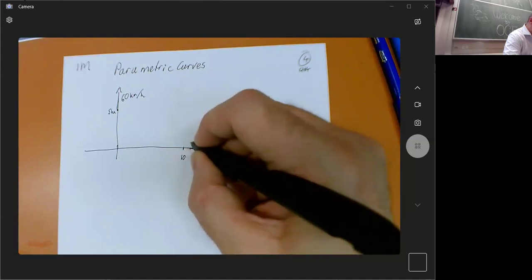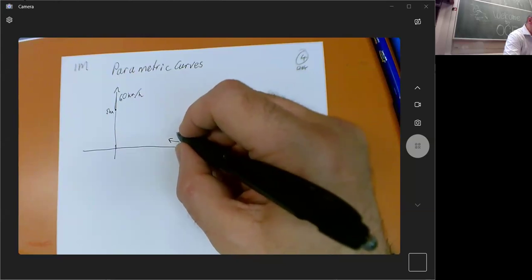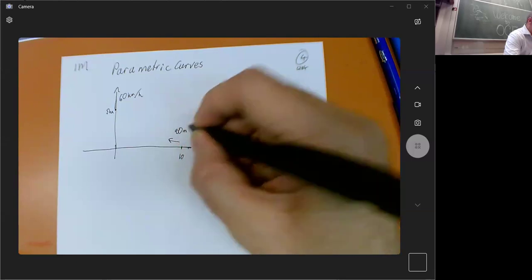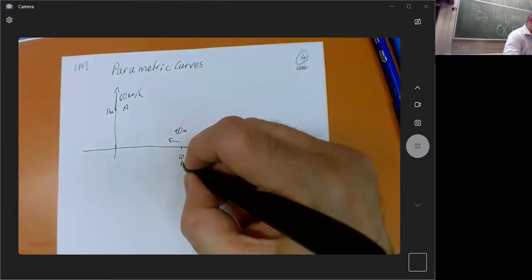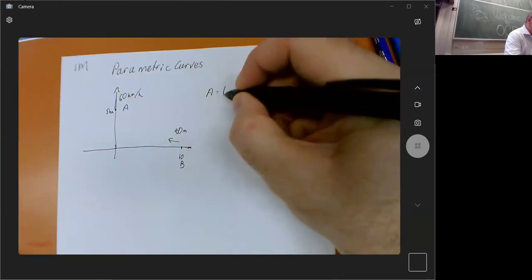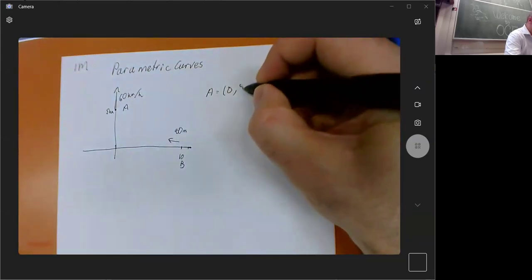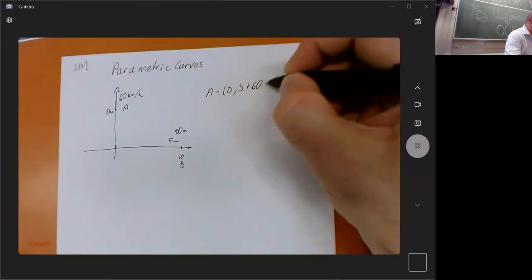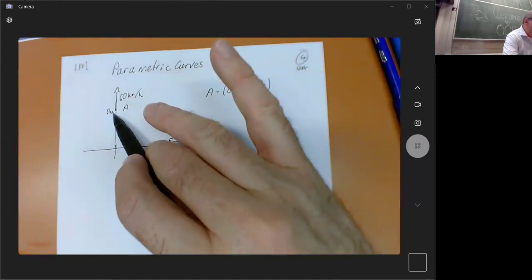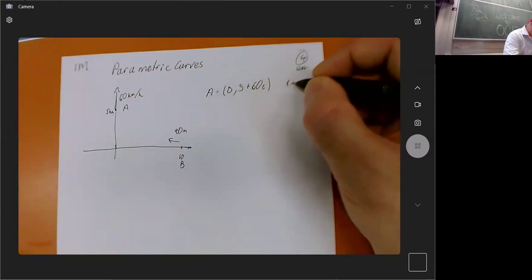So that's 10. And he is traveling that way at, what is it, 80 kilometers an hour. So we do A, B. I can actually write A as a parametric curve. It would be 0 and then 5 plus 60t. I'm 5 kilometers away, I'm traveling at 60 kilometers an hour, and t is in hours.